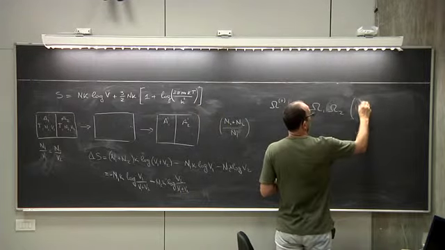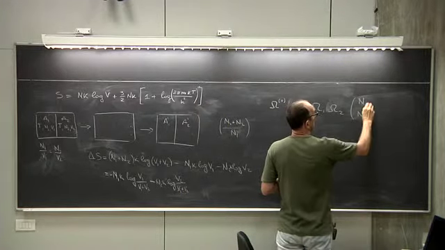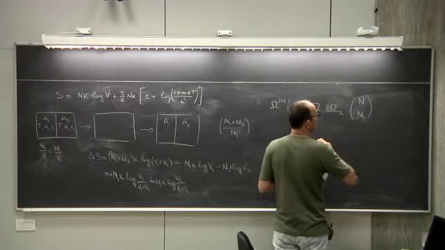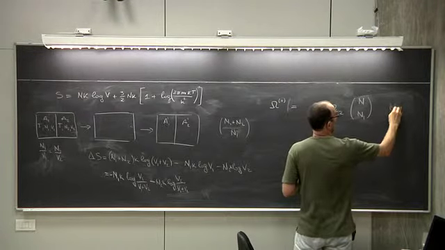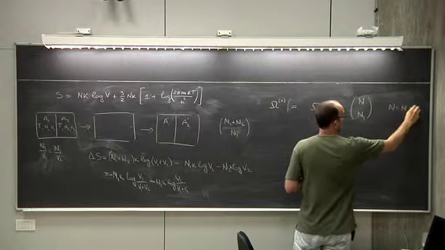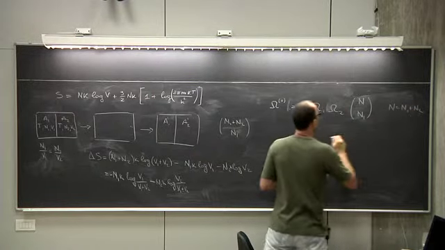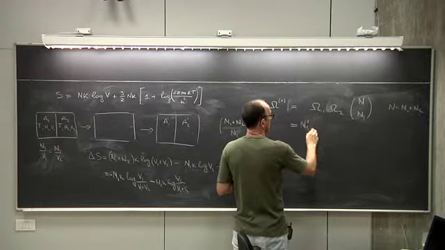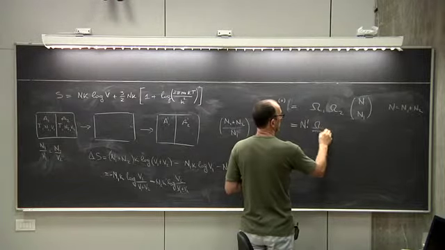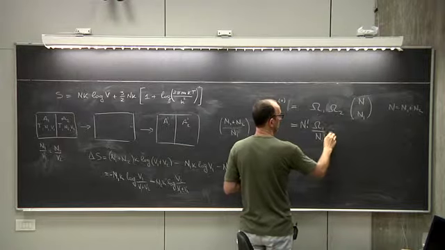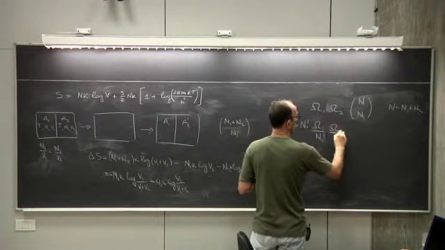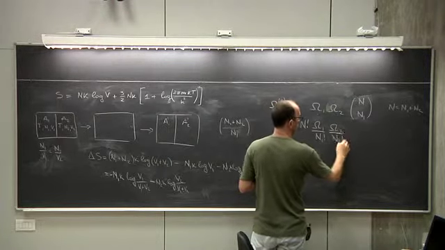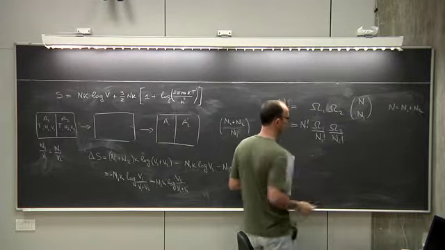You should multiply by n divided by, choose n1. Okay? Where n is equal to n1 plus n2. Now, if you rewrite this, this is n factorial times omega 1 divided by n1 factorial times omega 2 divided by n2 factorial, right?